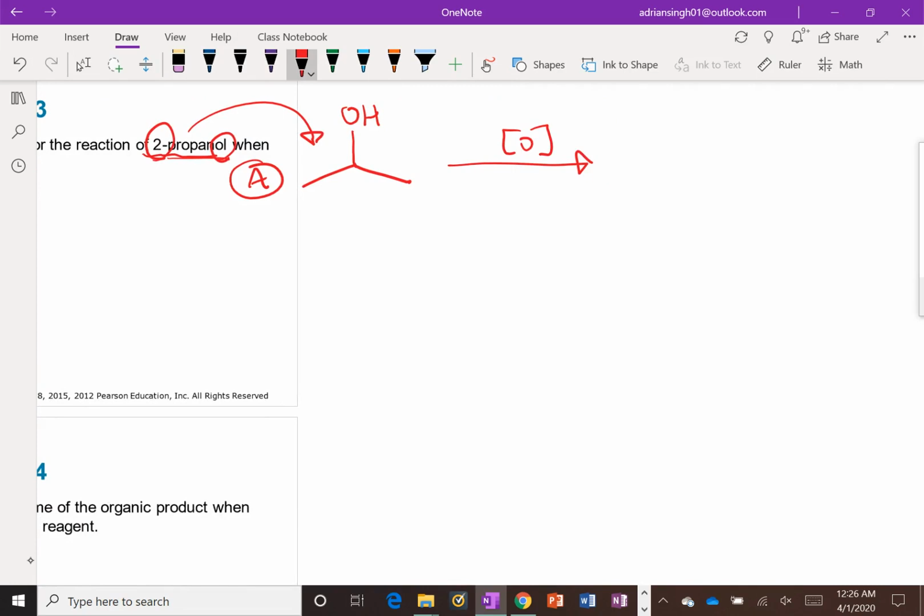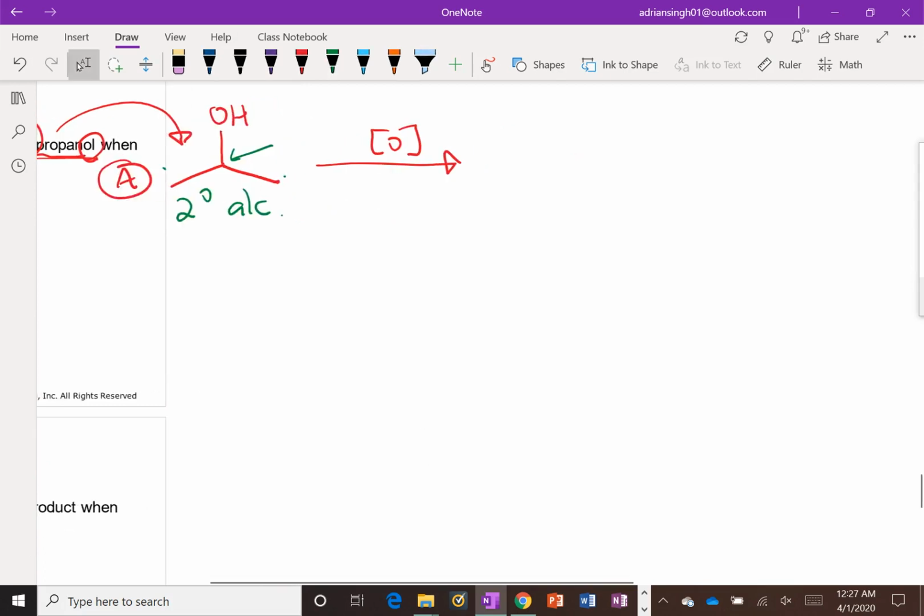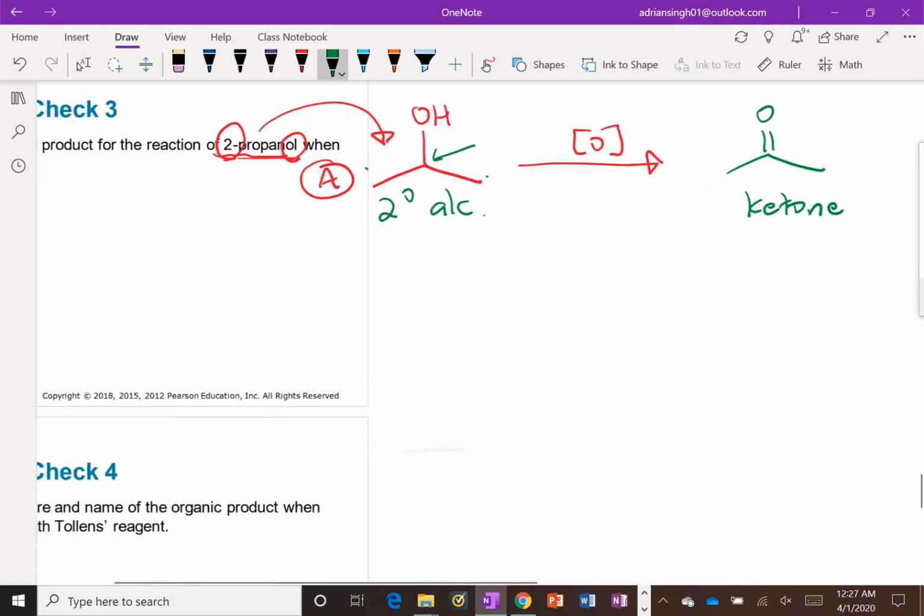Okay, so what type of alcohol is this? Is it primary, secondary, tertiary? Well, let's take a look. This is the carbon attached to the OH. This carbon is itself attached to 2 other carbons. That makes it a secondary alcohol. When you oxidize a secondary alcohol, you should get a ketone. And all we need to do is to change the alcohol to a carbonyl. And that's it.